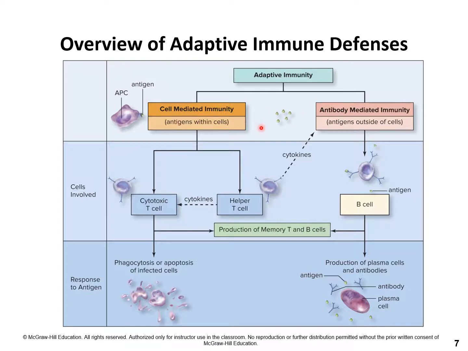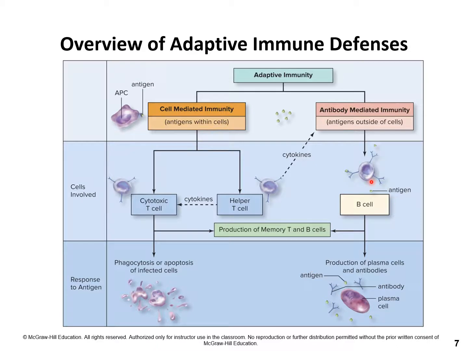And so whichever pathway is taken, both of these are going to work together. One pathway may be triggered before the other depending on the type of pathogen or antigen that's present in the body, but eventually both of these pathways are going to be triggered in order to seek out and destroy that foreign invader.